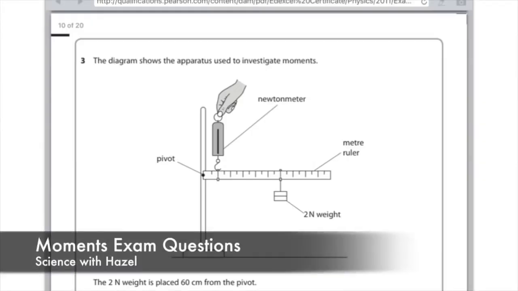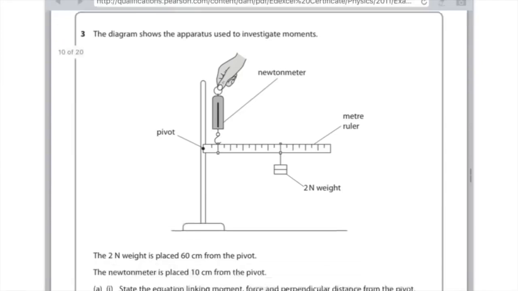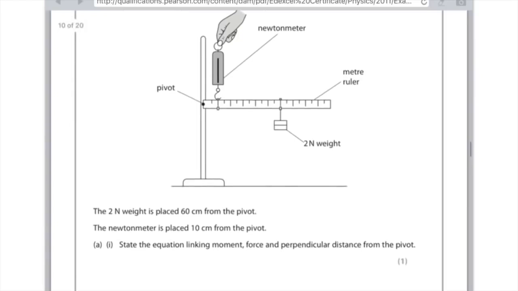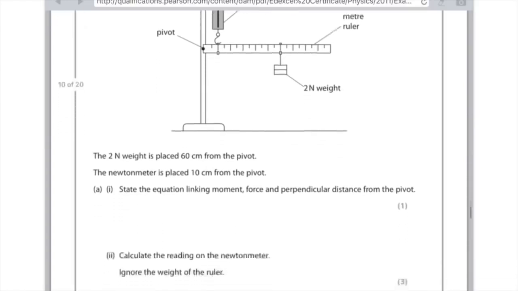Time for some moment questions. The diagram shows the apparatus used to investigate moments. The 2 newton weight is placed 60 centimetres from the pivot. The newton meter is placed 10 centimetres from the pivot. State the equation linking moment, force and perpendicular distance from the pivot. Right, moment equals force times perpendicular distance. Remember the units. Moments are measured in newton metres. Force is measured in newtons and perpendicular distance is measured in metres.